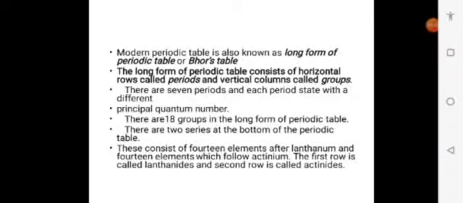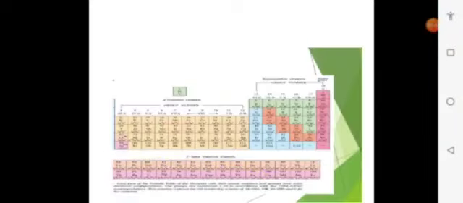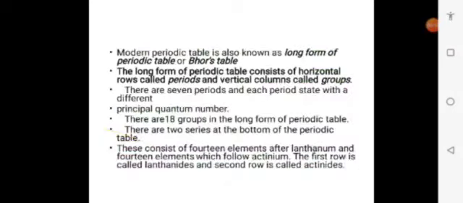There are 2 series at the bottom of the periodic table. These consist of 14 elements after lanthanum and 14 elements which follow actinium. The first row is called the lanthanide series, 58 to 71, and the second row, 90 to 103, is called the actinide series. These are the F block elements.